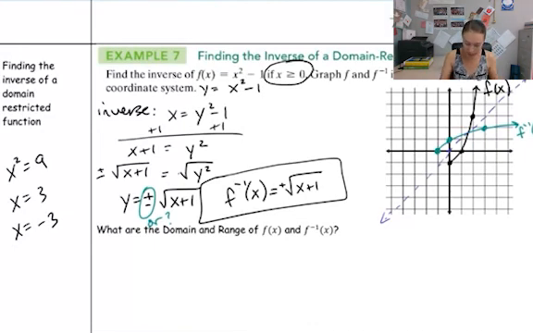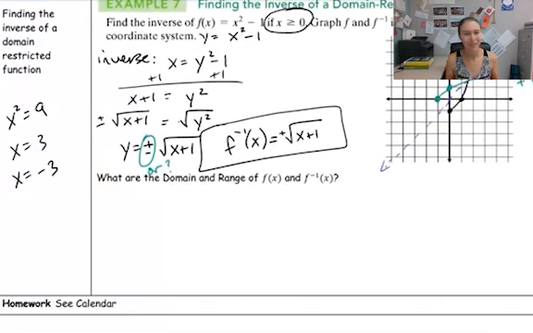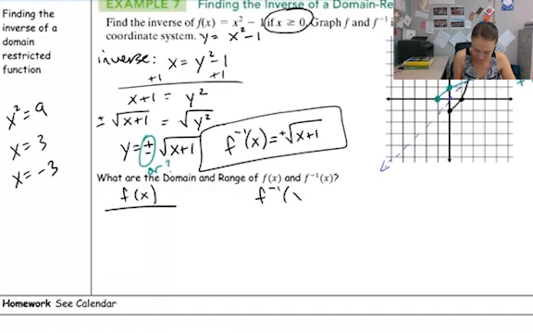Now, I don't have to write any domain restrictions. Sometimes it's nice to do it. It didn't ask me to, but I will anyways. So for f of x versus f inverse of x, my domain of f of x, remember they restricted it. Usually the domain of a parabola is all real numbers, but they wanted us to focus on just x greater than or equal to 0.